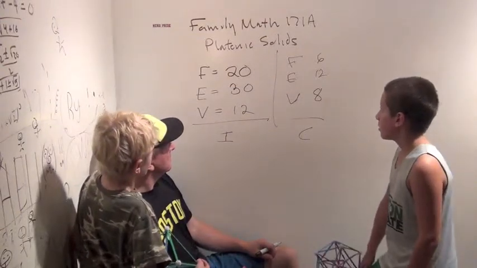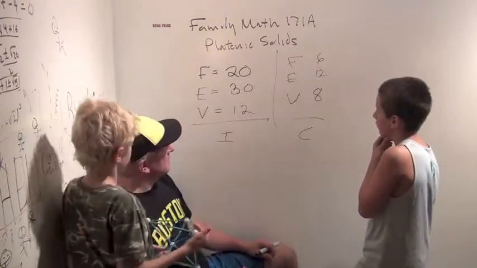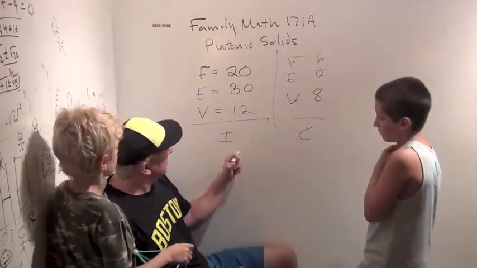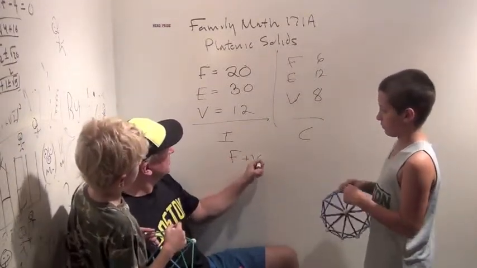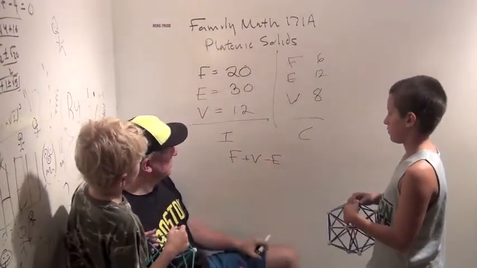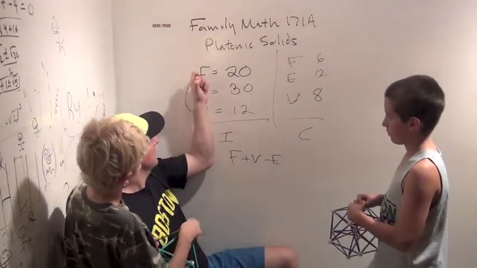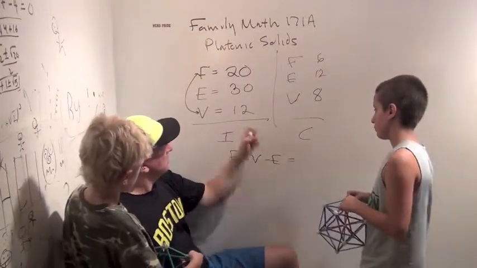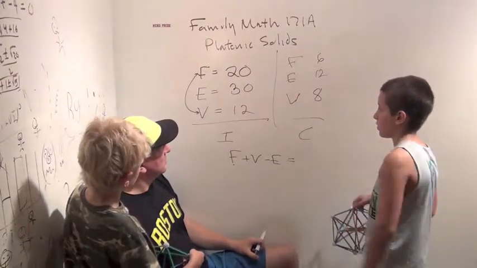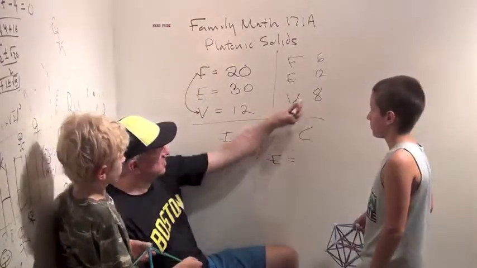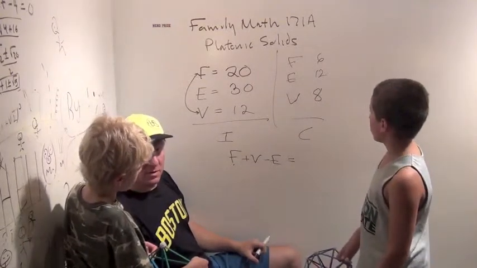Well, maybe these 2 are the same. Yeah, it's a tricky one. I'm just going to tell you what it is. It's faces plus vertices minus edges is equal to something. What does that equal over here? Well, it's 2. Okay. What does it equal over here? It's 2.